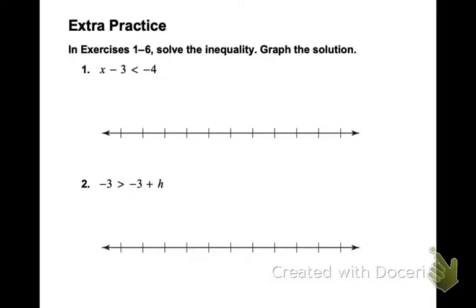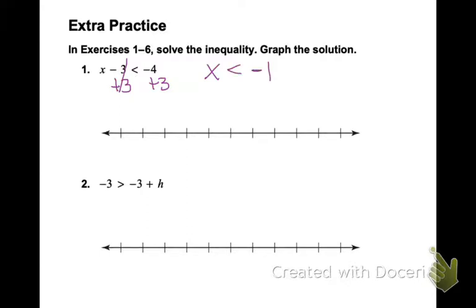When we solve inequalities, we get to use the exact same steps that we use to solve equations. Just don't forget to keep the inequality symbol and not make any changes. So for the first one, x minus 3 is less than -4. You want to add 3 to both sides. You will get, so this cancels out, x is less than -1.